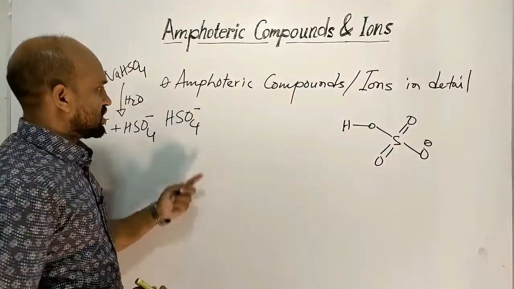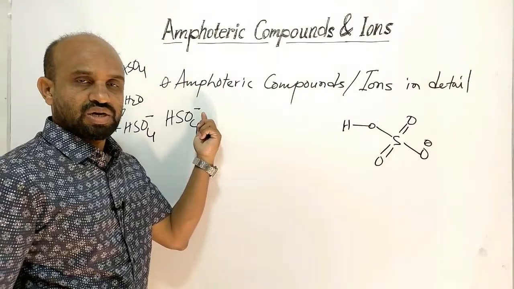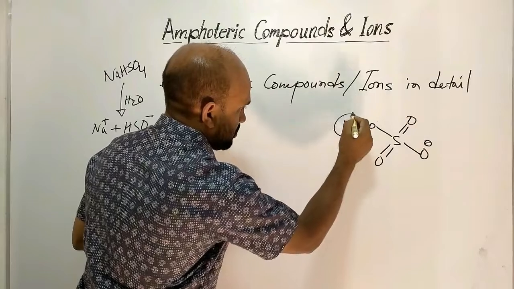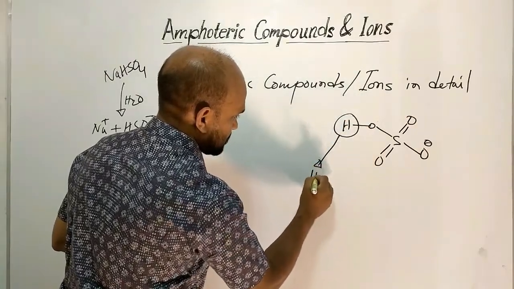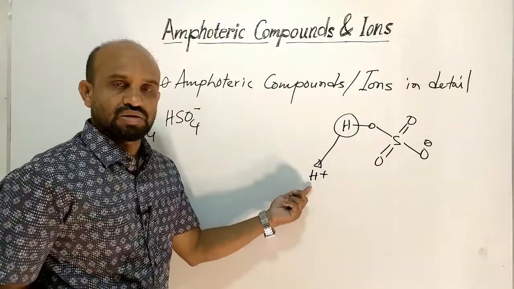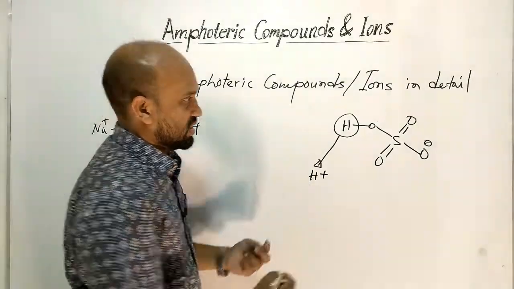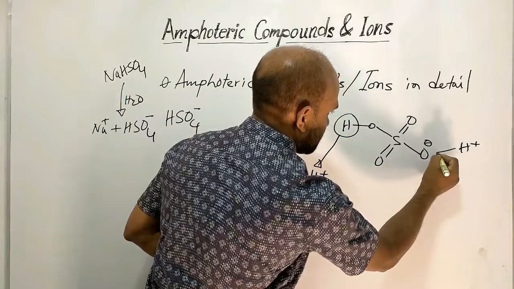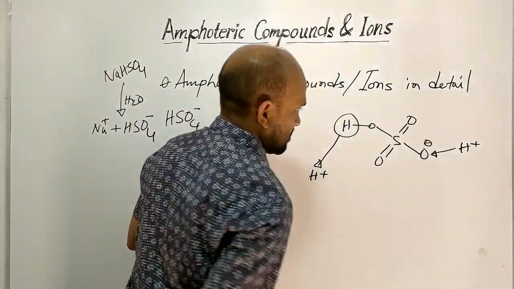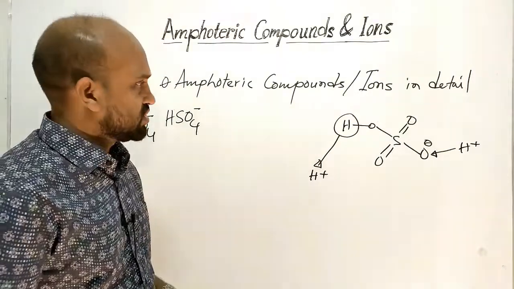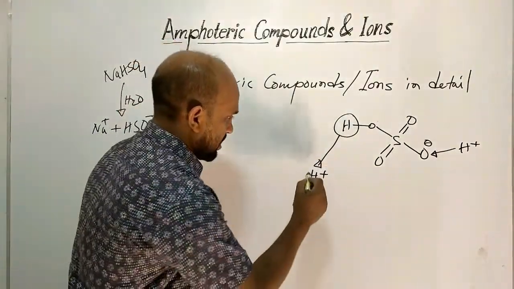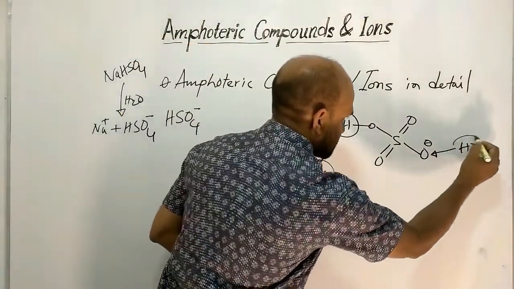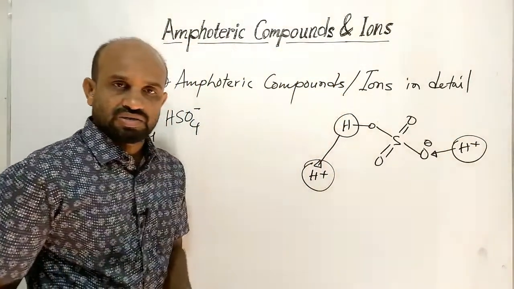This is bisulfate ion with -1 charge. Here this proton is freed as a proton in basic medium, and in acidic medium this oxygen binds this hydrogen with itself. So bisulfate ion can act as acid and can act as base. Let's see a chemical reaction.